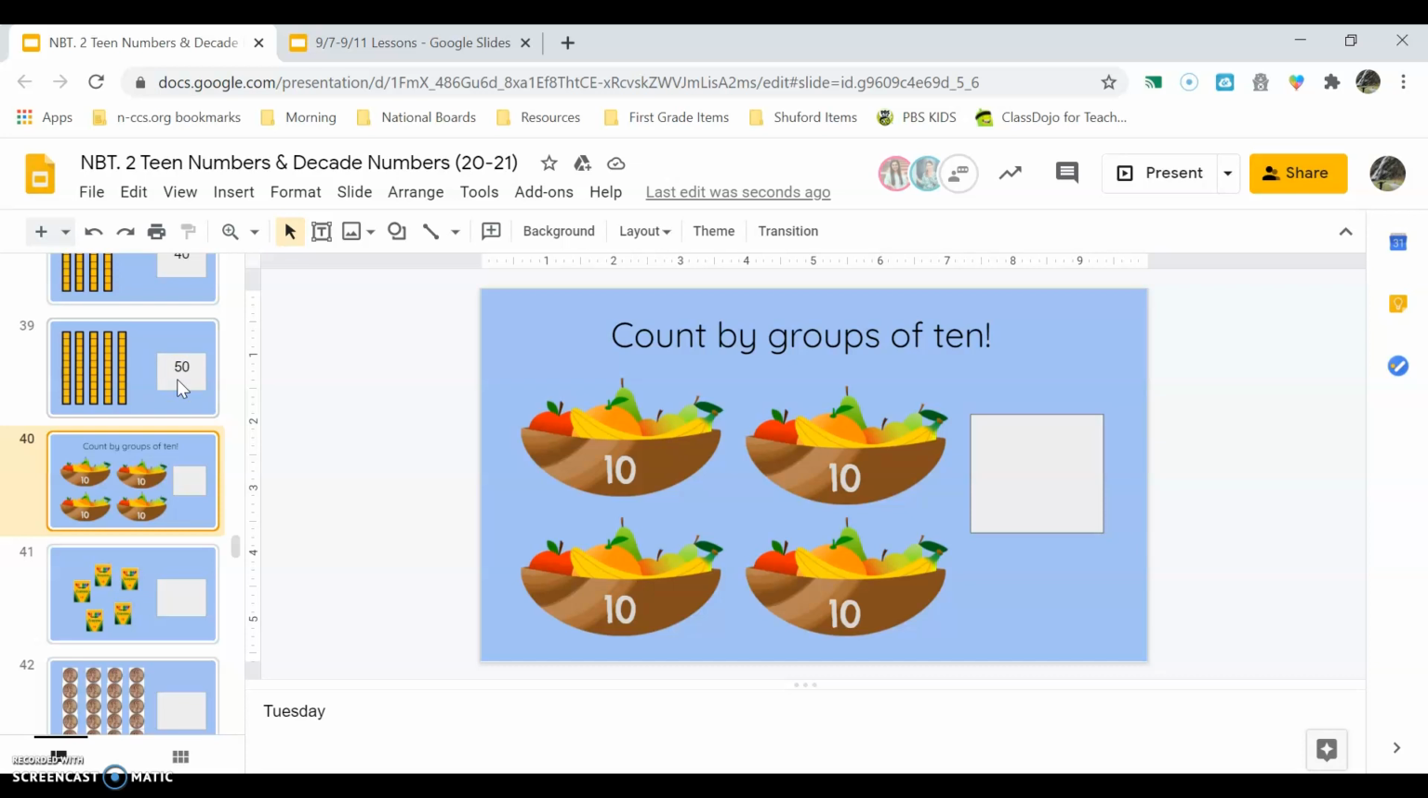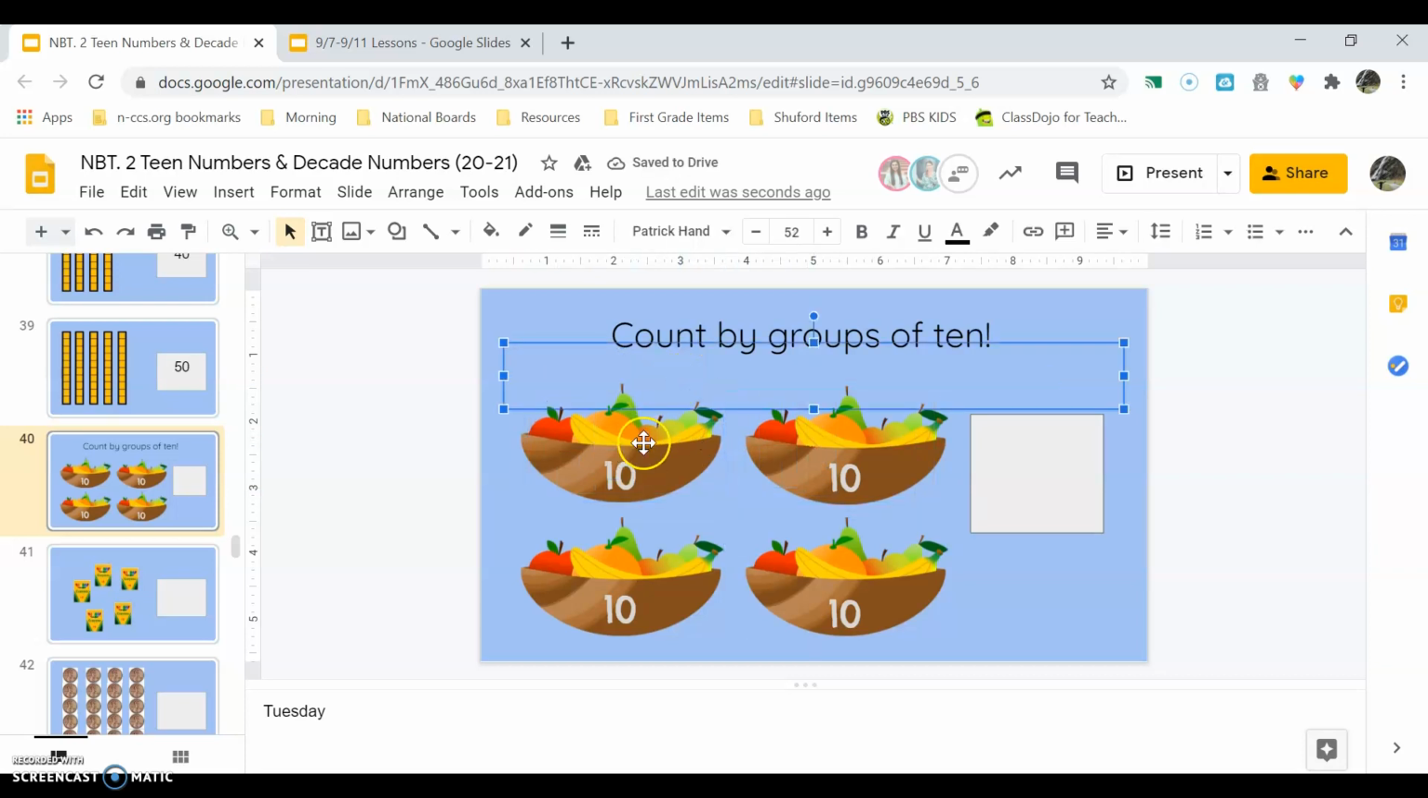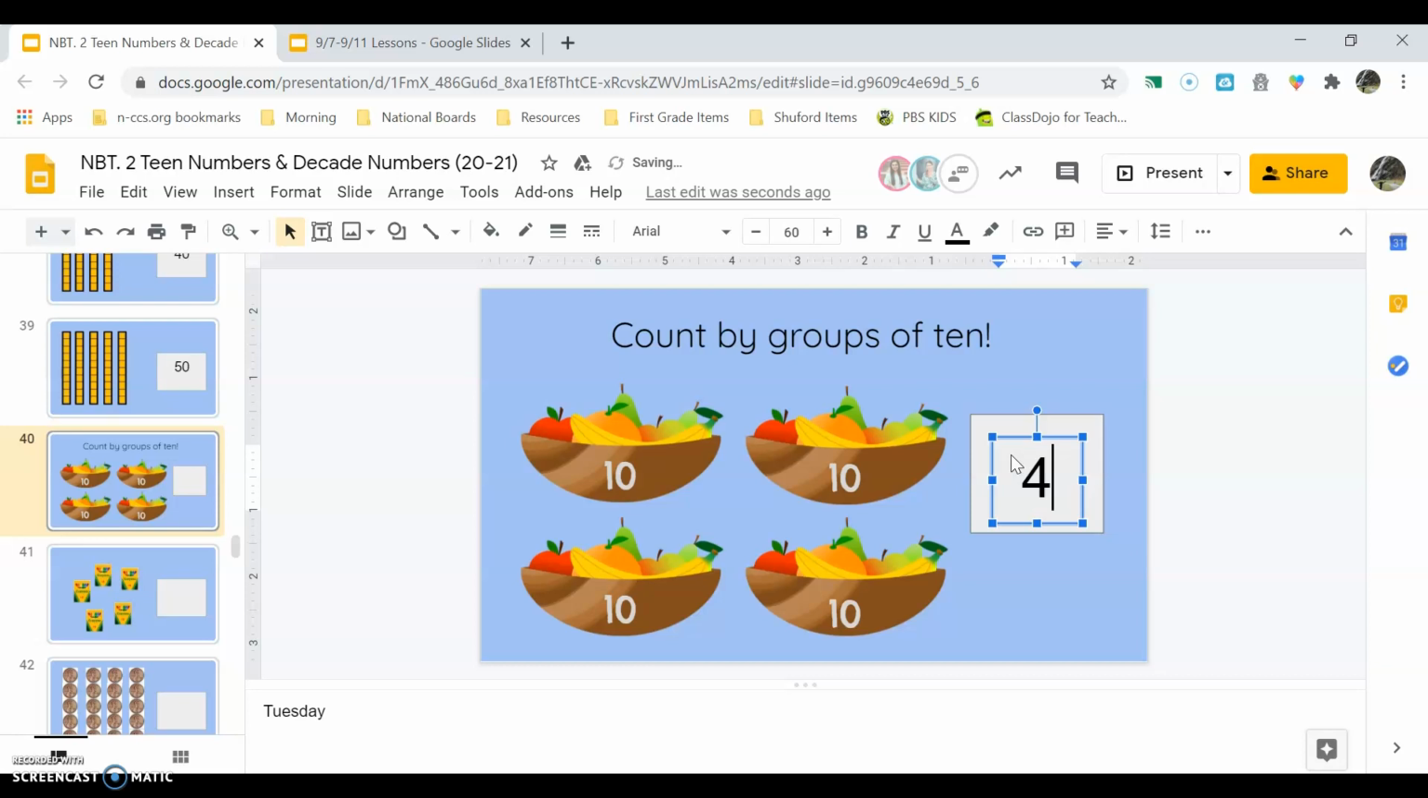So here we have a basket. We have baskets full of fruit. How many fruits do we have in this basket? 10. And I know because we just put 10 on here. So I'm going to go through and I'm going to count by tens. Let's do it together. 10. Oop, didn't mean to move it, sorry. 10, 20, 30, 40. I have 4 baskets, and I have 0 left over, and I have a total of 40.